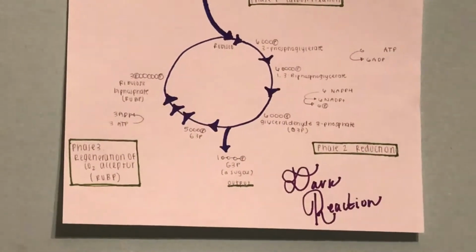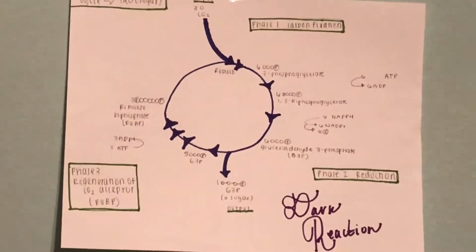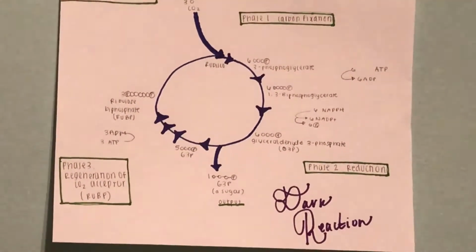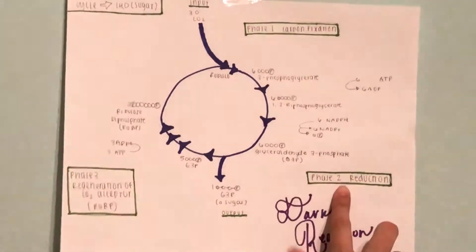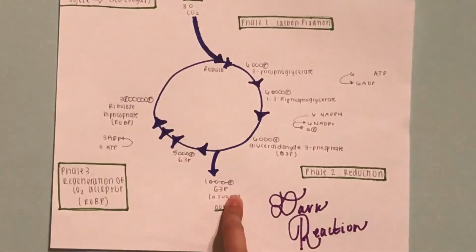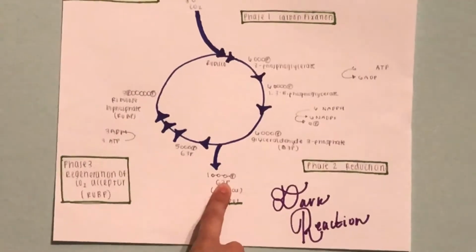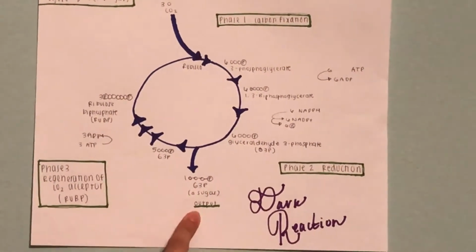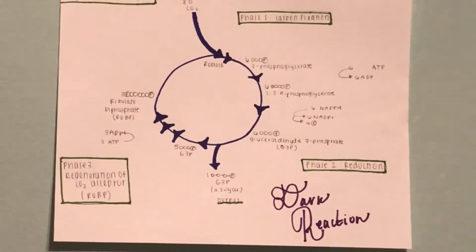To make it stable, we're going to turn it into 3-phosphoglycerate, and that is very stable. There's going to be 2 of those. Continuing on, we're going to go on into reduction, and we're going to transform that into G3P, which is known as the ultimate product, and it can pretty much be any carbohydrate that it needs it to be.